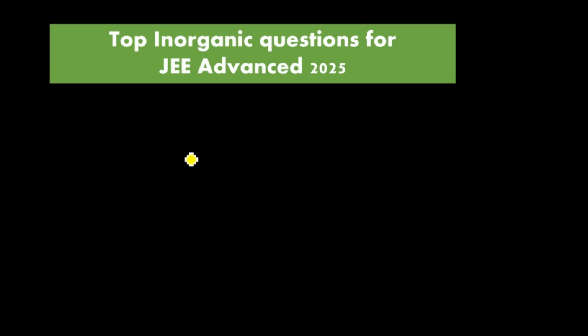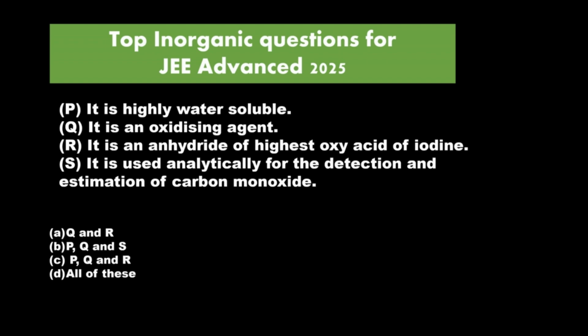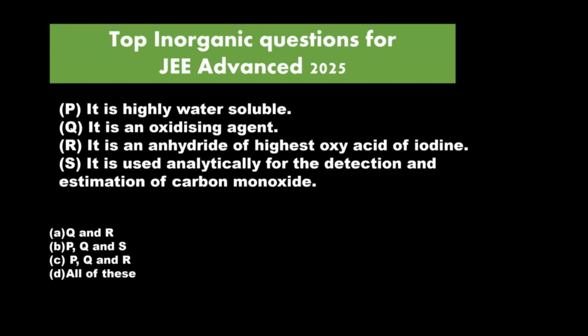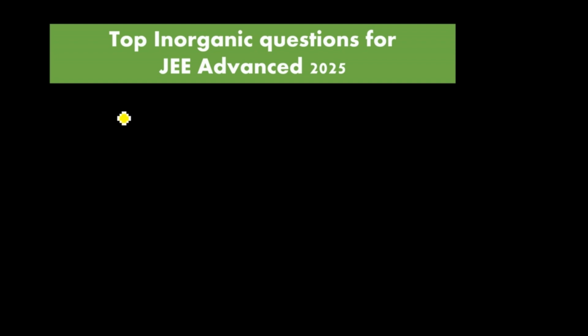So in your lab also you might have seen bromine is stored in dark bottles because it can easily react in the surrounding sunlight. Okay. So here we have A, a reddish brown liquid, which on treatment with ozone forms a pale yellow solid. So Br2 with ozone will form BrO2.